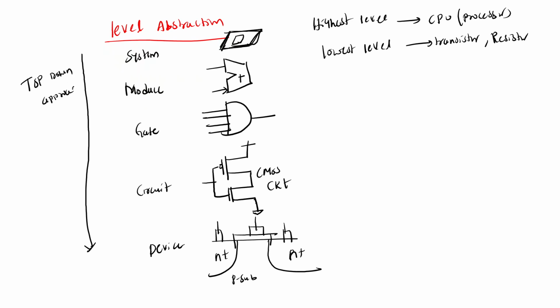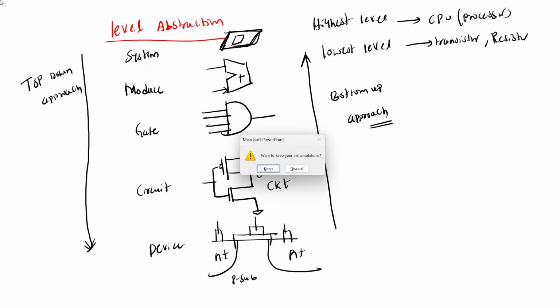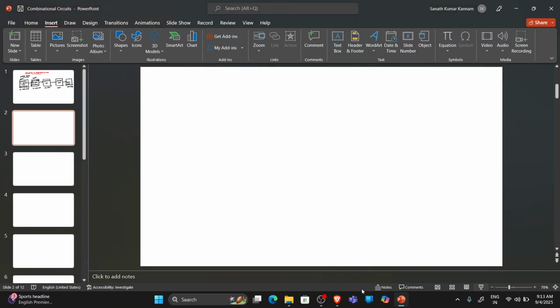Bottom up approach means you go from bottom to top: device level, circuit level, gate level, module level, and system level. Basically, in VLSI, we follow the top down approach only. This is the level of abstraction. Is it fine? Do you understand? Any doubt in this? Your response?